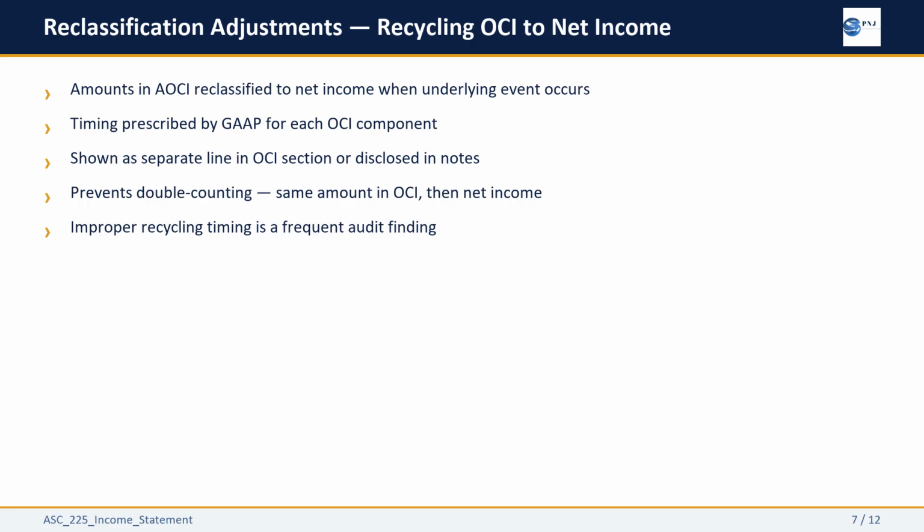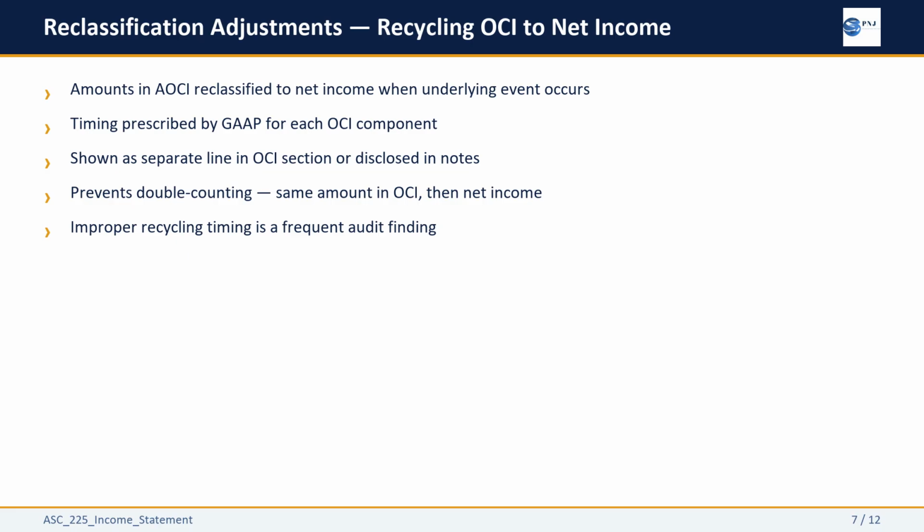Recycling is one of the most critical mechanics to understand. When an amount originally recognized in OCI finally affects net income, because the hedged item was recognized, the AFS security was sold, or a pension amount was amortized, that reclassification must be shown separately. Without that disclosure, readers would see the same economic gain appear twice, once in OCI when initially recognized, and again in net income when reclassified. The separation prevents that double count. Timing is not optional. GAAP prescribes exactly when each component is recycled. Improper recycling timing consistently appears as an audit finding.